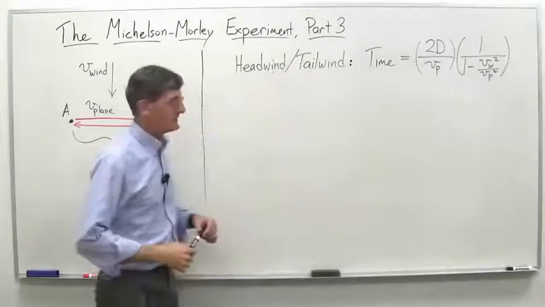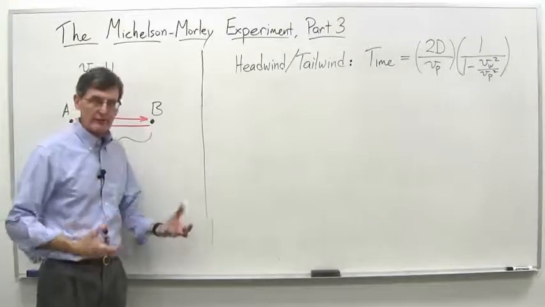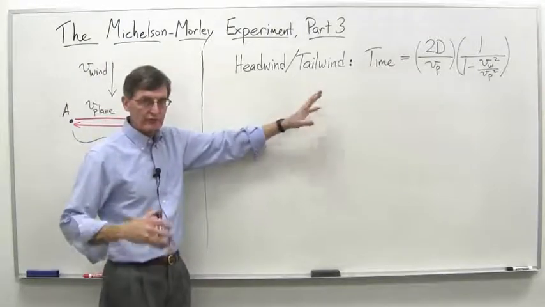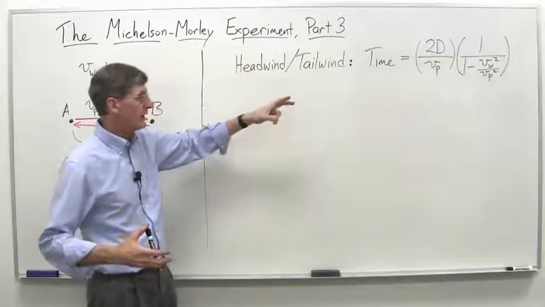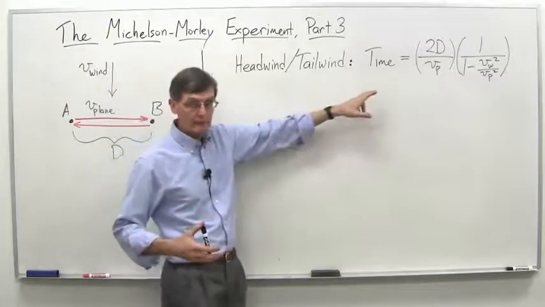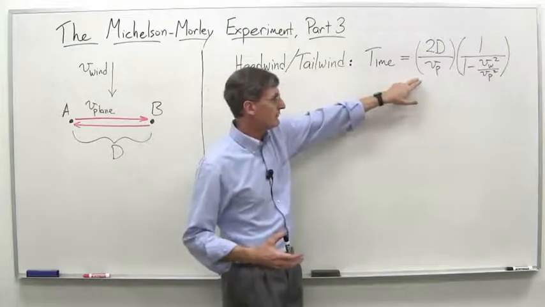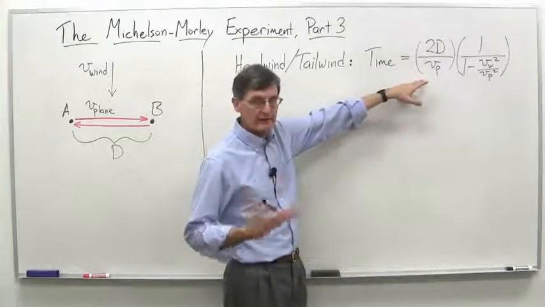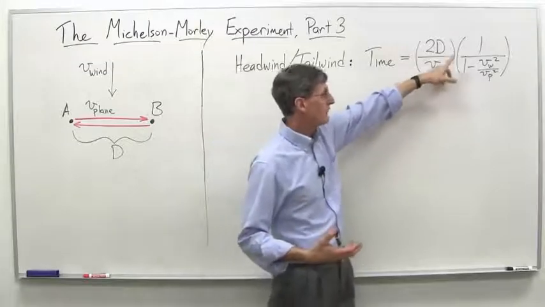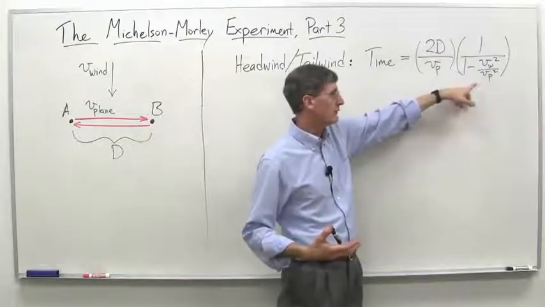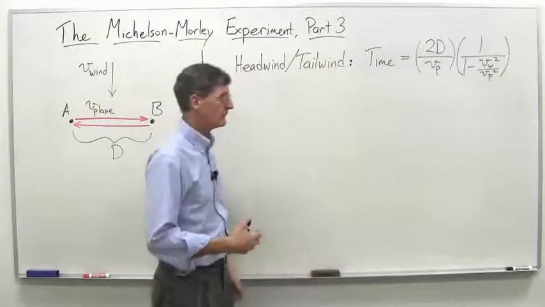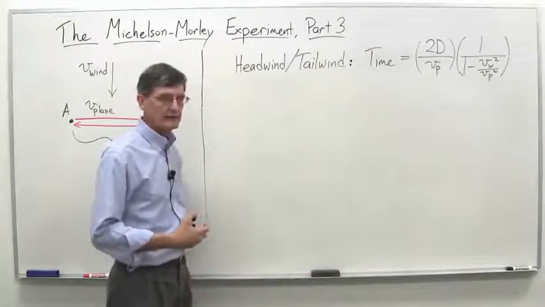On to part 3 of our analysis of the Michelson-Morley experiment. Remember, we did the headwind, tailwind case using the airplane example and found that the round-trip time was of this form: 2d over v sub p, where v sub p is the velocity of the plane, times a factor of 1 over 1 minus vw squared over vp squared, where vw is the velocity of the wind.